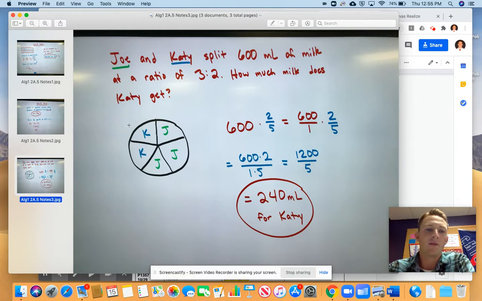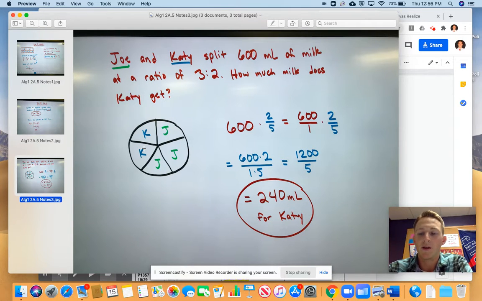And we have a word problem to finish it off. So Joe and Katie are splitting a lot of milk, 600 milliliters of milk right here at a ratio of 3 to 2. Well, out of that 600 milliliters, how much milk does Katie get? So for every 3 milliliters that Joe gets, Katie gets 2 milliliters, the ratio of 3 to 2. If you look at it like a pizza, and there was 5 pieces because 3 plus 2 is 5, there's 5 fractions right here. Joe would get 3 of the fractions, 3 of the slices, and Katie would get 2 of them, 3 to 2.